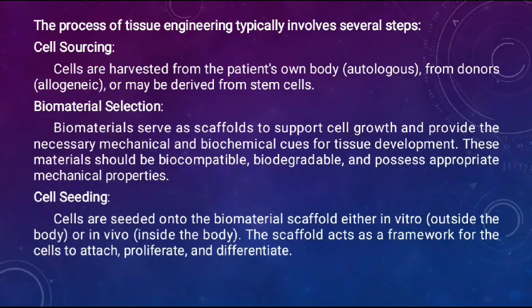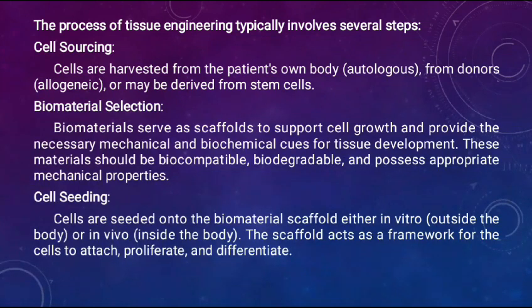The process of tissue engineering typically involves several steps. First one is cell sourcing. Cells are harvested from the patient's own body, that is autologous, from donors, allogenic, or may be derived from stem cells. Biomaterial selection. Biomaterial serves as a scaffold to support cell growth and provide the necessary mechanical and biochemical cues for tissue development. These materials should be biocompatible, biodegradable, and possess appropriate mechanical properties.